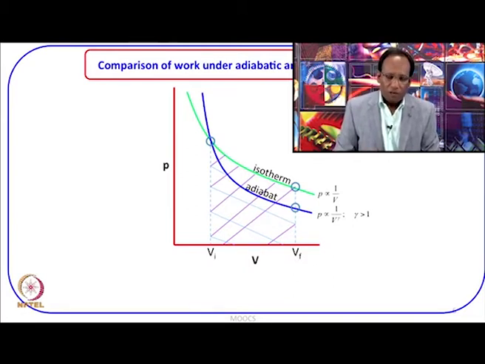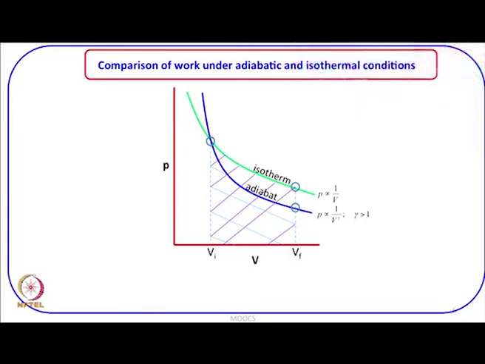conditions. Otherwise also, if the process is isothermal, it means the temperature is being kept constant. Therefore, the internal energy of the system is continuously being replenished, and hence the system can do more work. Whereas, in an adiabatic process, the internal energy decreases. Therefore, the work available from the system will be less.